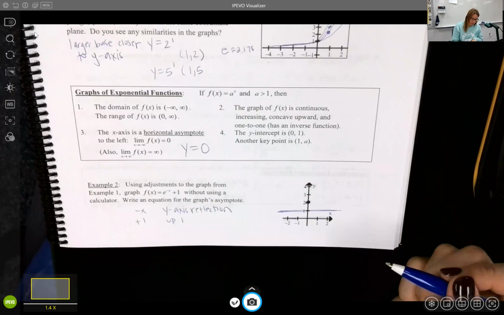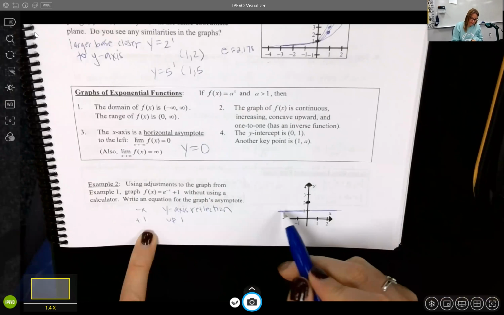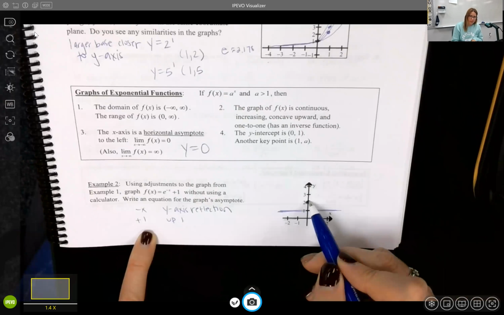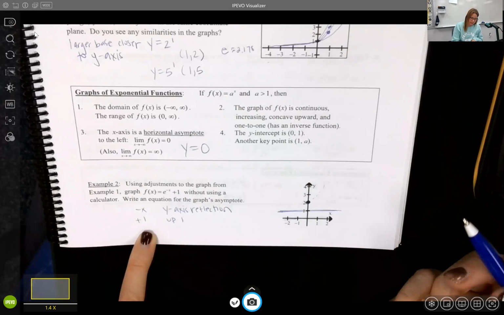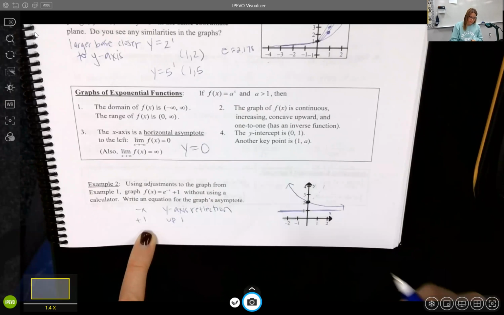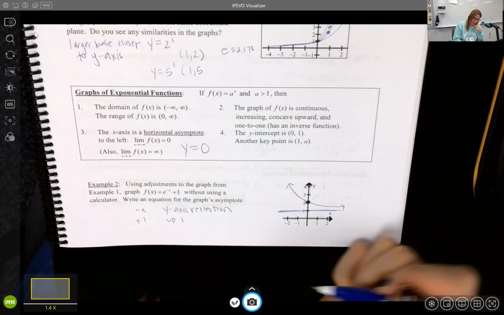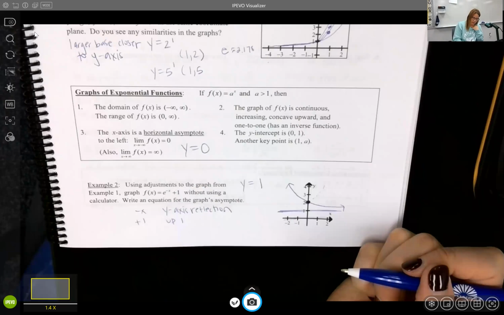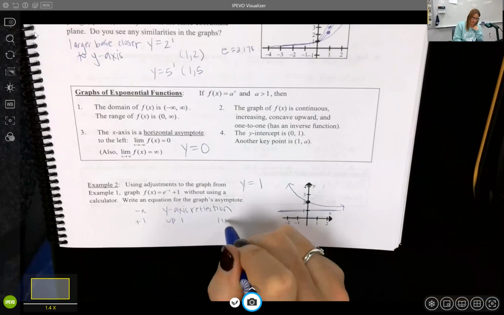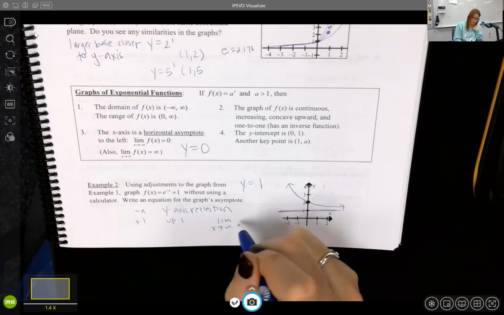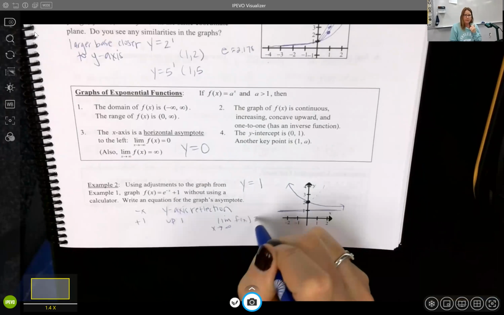Now, if I draw my exponential graph, it would go like this and then go up. This would be the old one. But because it's a y-axis reflection, it's going to start high and then go low. Now write an equation for the graph's asymptote. The graph's asymptote is y equals 1. You could also write that as the limit as x approaches positive infinity of f of x equals 1.